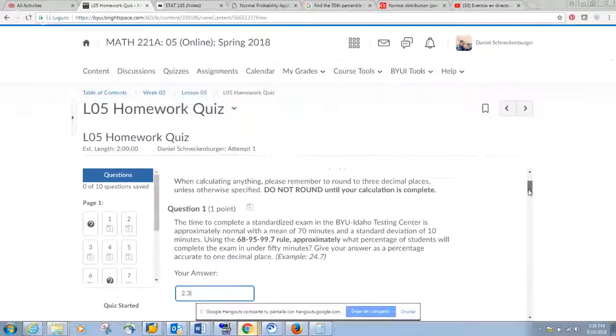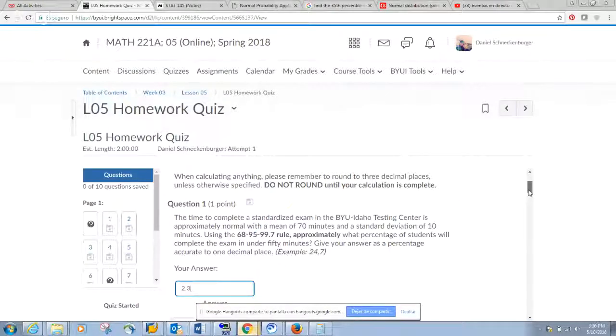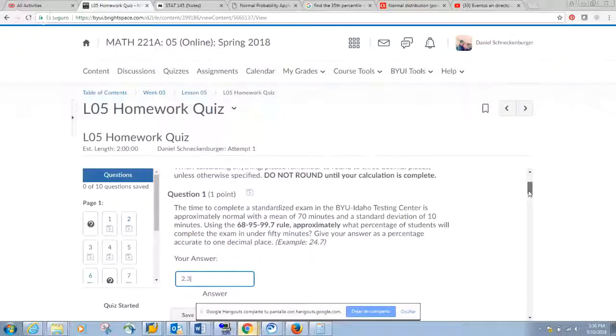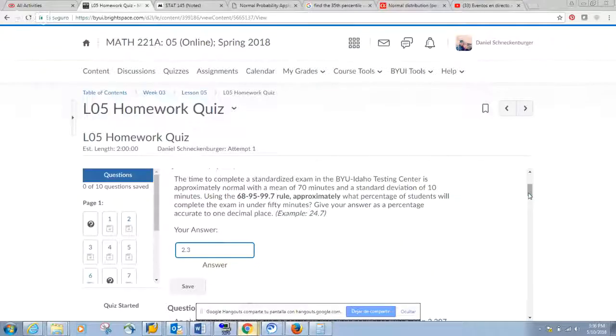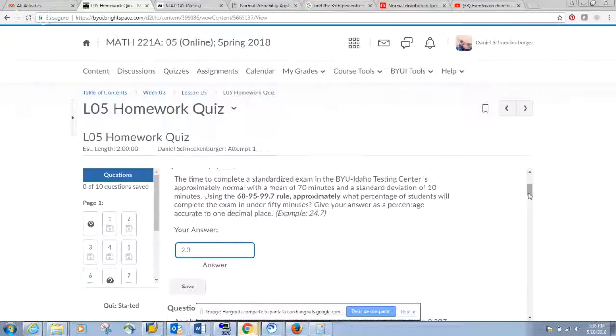Okay, first question. The time to complete the standardized exam at BYU testing is approximately normal with a mean of 70 and a standard deviation of 10 minutes. Oh wait, sorry, I just realized I had the wrong quiz open. I got the same, though. I remember that one. We had to write it down as a percentage, so I think it's 2.3.